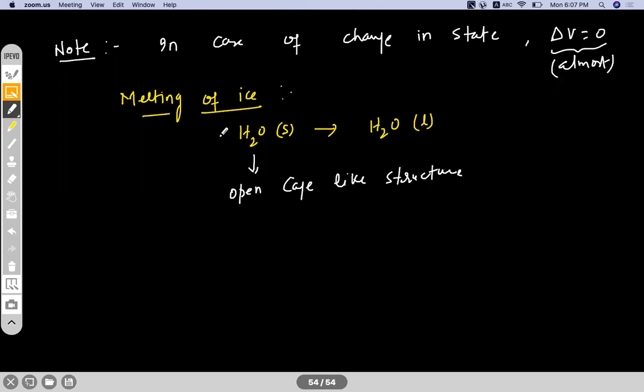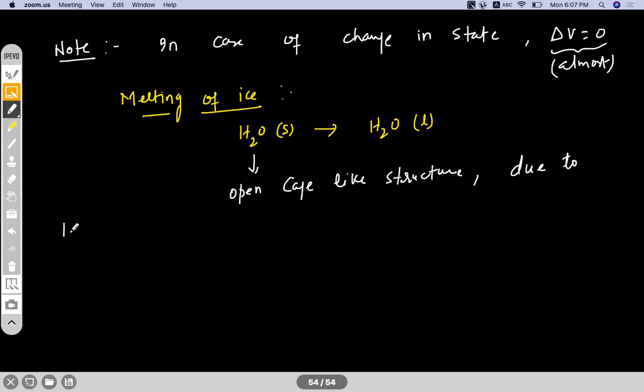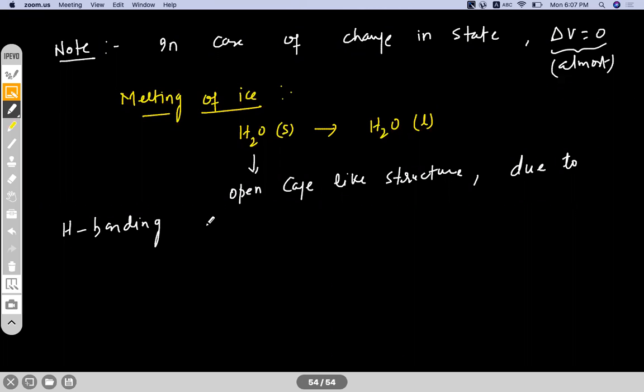Right? And when this ice melts, we have hydrogen bonding present in liquid, right? So due to hydrogen bonding in water, volume decreases. This is the kind of information you should keep in mind, okay?